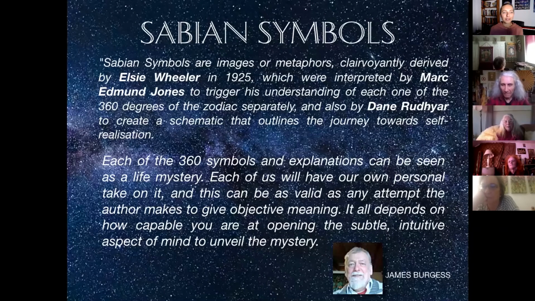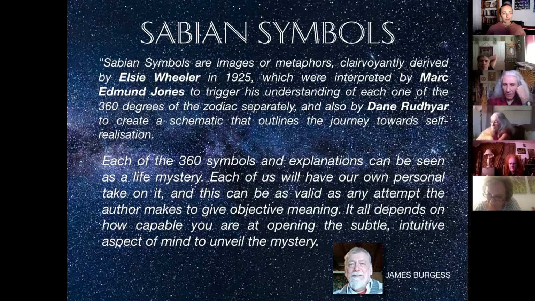No problem. Sabian symbols are images or metaphors clairvoyantly derived by Elsie Wheeler in 1925, which were interpreted by Marc Edmund Jones to trigger his understanding of each one of the 360 degrees of the zodiac separately, and also by Dane Rudhyar to create a schematic that outlines the journey towards self-realization. Each of the 360 symbols and explanations can be seen as a life mystery. Each of us will have our own personal take on it, and this can be as valid as any attempt the author makes to give objective meaning. It all depends on how capable you are at opening the subtle intuitive aspect of mind to unveil the mystery.